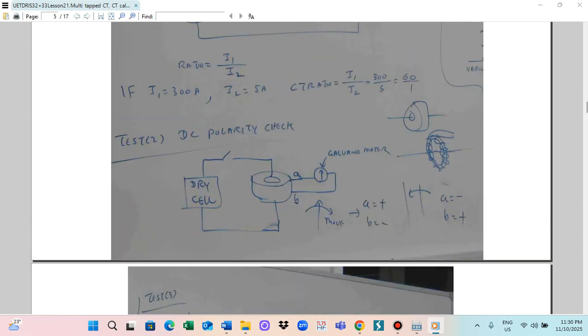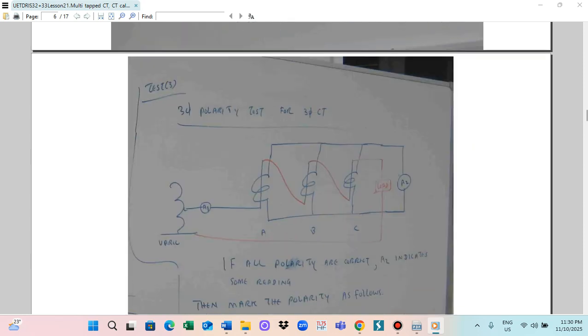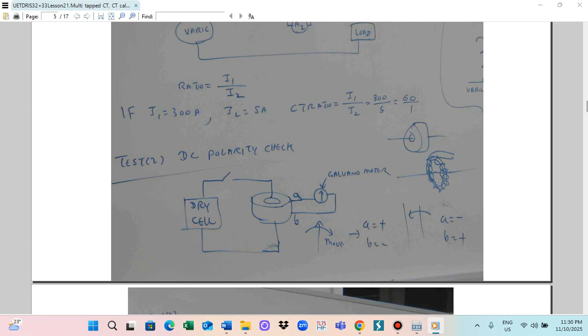So in this connection we use a CT here and attach the dry cell. Then we switch on, and when switched on you can see the pointer move. If it moves this way, A is positive and B is negative. If it moves the opposite way, B is positive and A is negative. So in this way you can check the DC polarity of the CT.